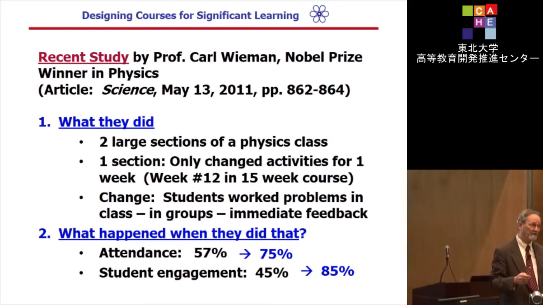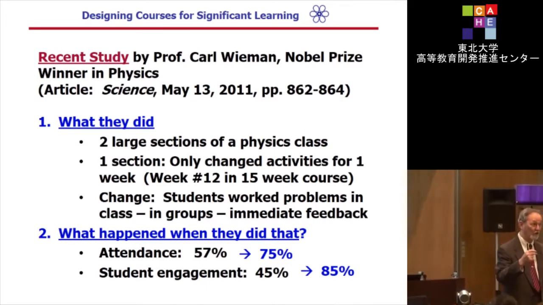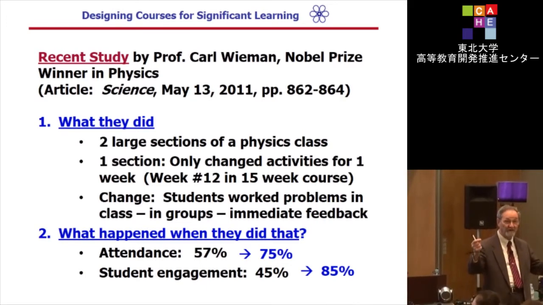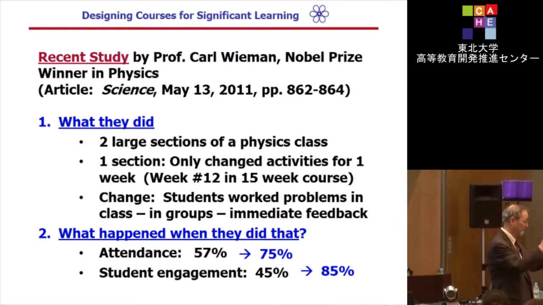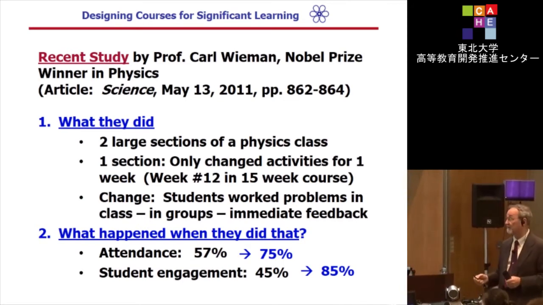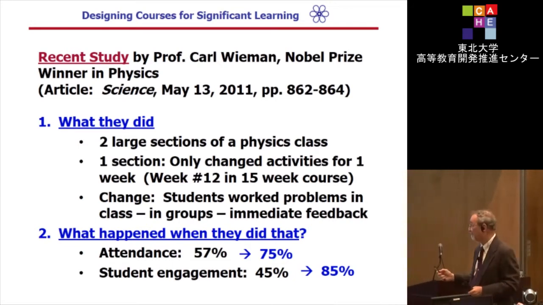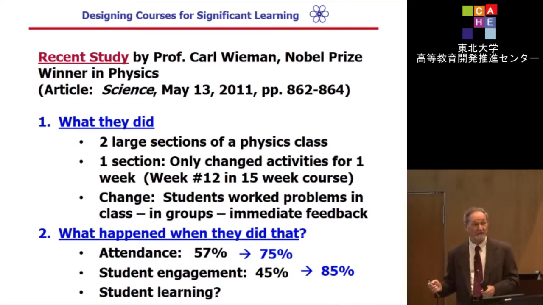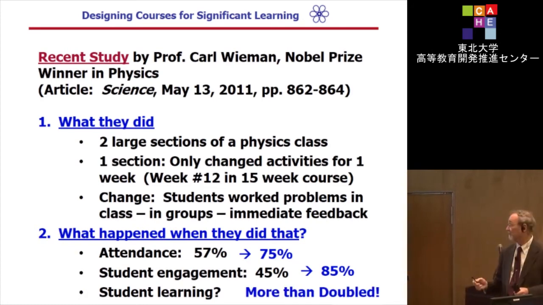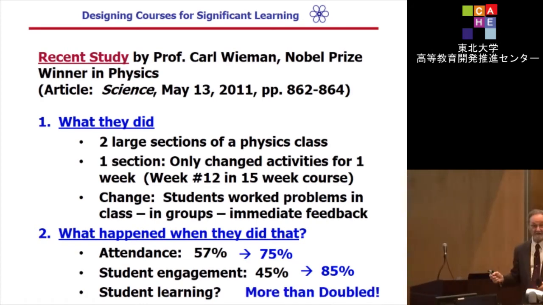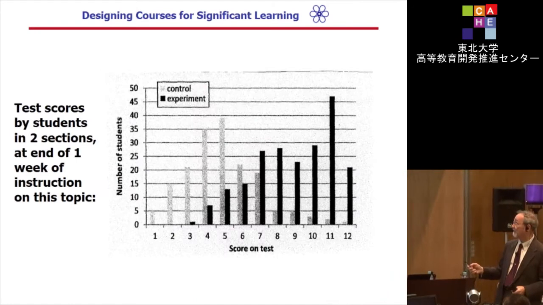But the big question is, yeah, that's nice. They came to class, they were more engaged. Did they learn better? Well, they gave both sections the same test, the test that the professor wanted to give in the regular section. They gave that test to both sections. What happened? The experimental section almost doubled in their performance. Okay? Let me show you the chart that they put in the Science magazine. Here it is right here.